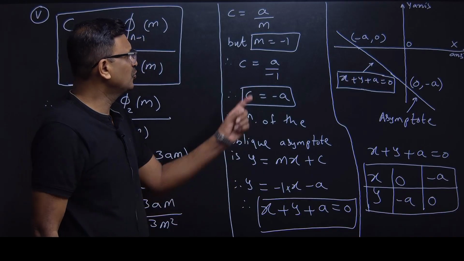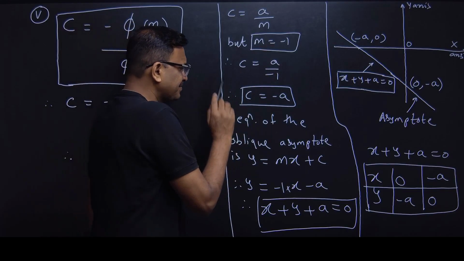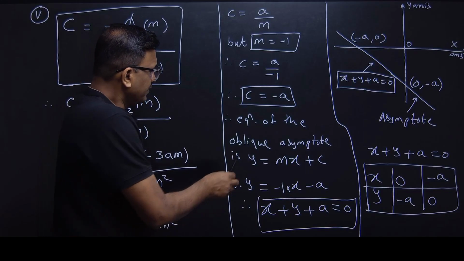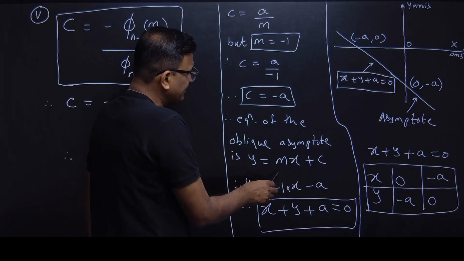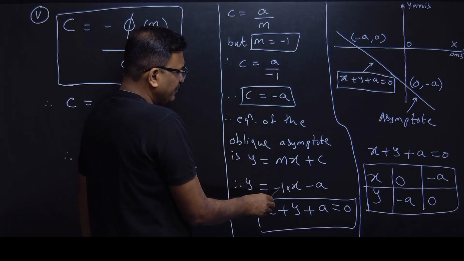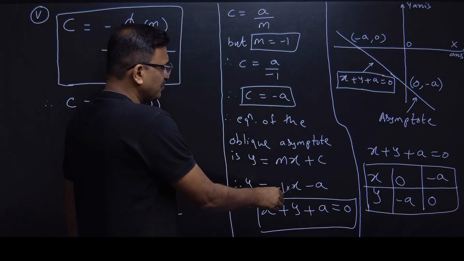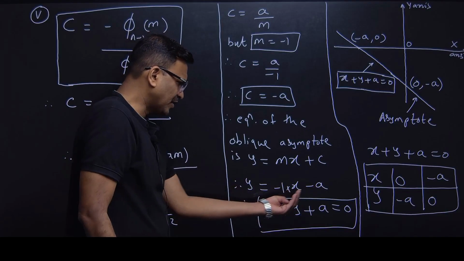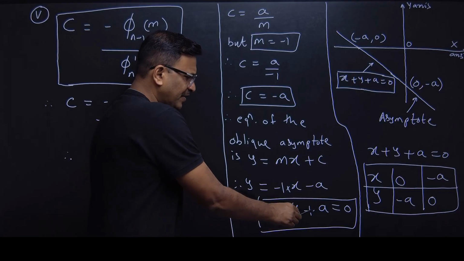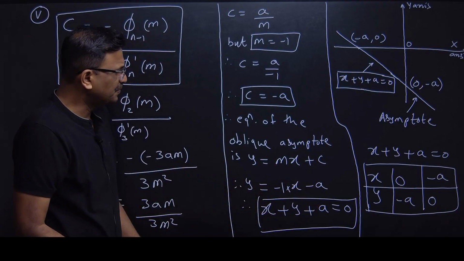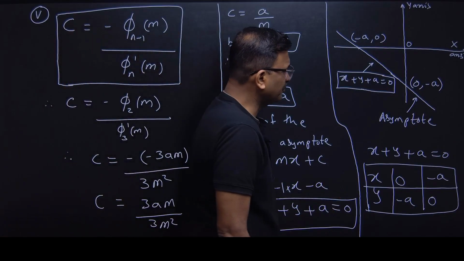So see, we have got the slope m of the oblique asymptote as minus 1, and the y-intercept C as minus a. Therefore, the equation of the oblique asymptote is given by y is mx plus c. In place of m we will write minus 1, in place of c we will write minus a. We get y is equal to minus x minus a. Bring all terms on one side of the equation. On the RHS, we'll get x plus y plus a is equal to 0. So this is the required oblique asymptote.